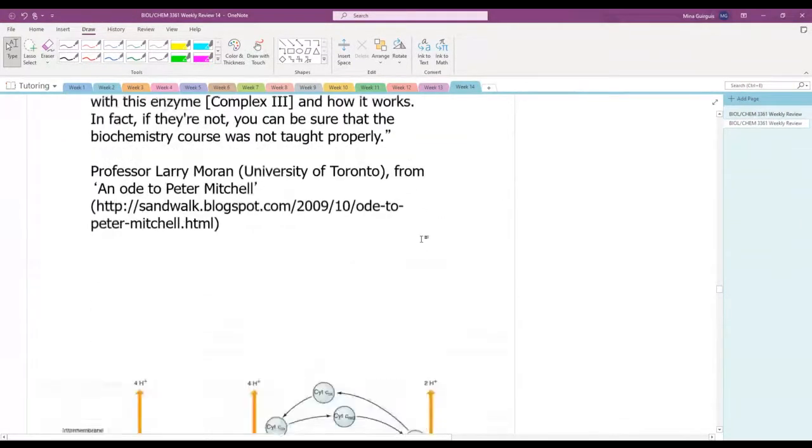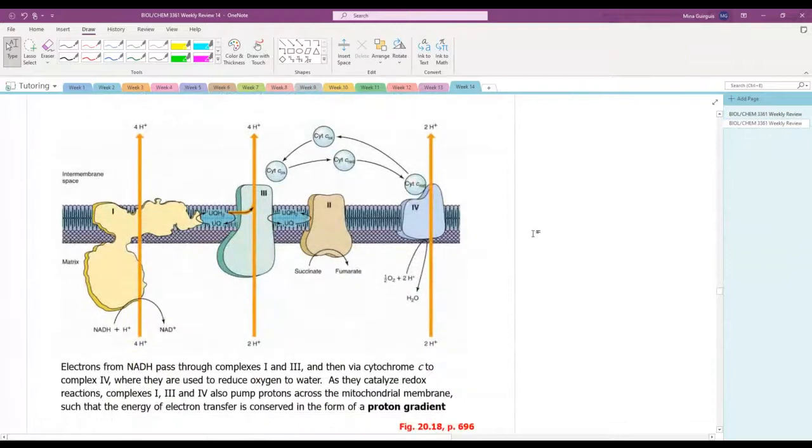Okay, all right, so we talked about electrons being accepted, let's say, by complexes 1 and 2, transferring all the way through those till the end, and then using the Q cycle, ending up in complex 3. Okay, and we're going to pick up from complex 3 in a little bit. But yeah, so that's what we've done so far.